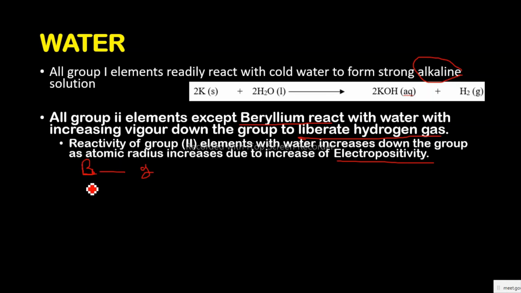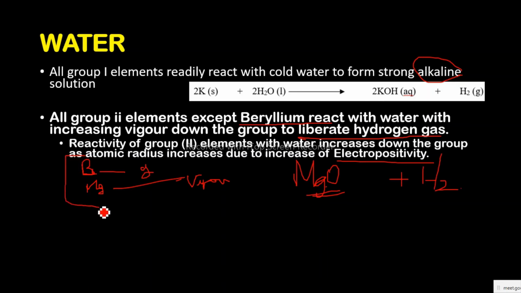Then magnesium reacts with water, but only in the vapor phase. It must be water vapor. And when magnesium reacts with water vapor, you form an oxide, in this case not a hydroxide, and then hydrogen gas is liberated. So these two are the ones that have more English.